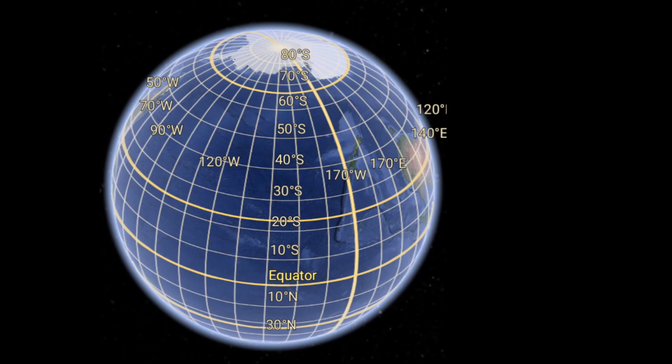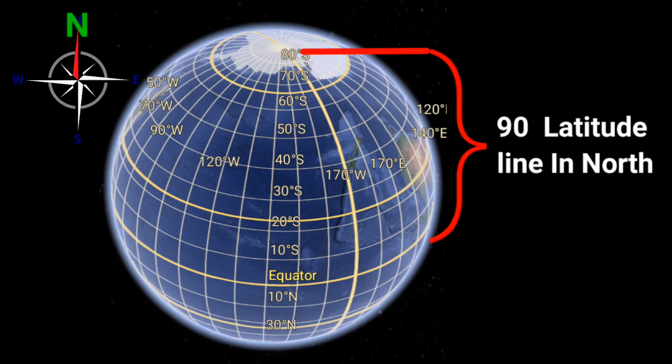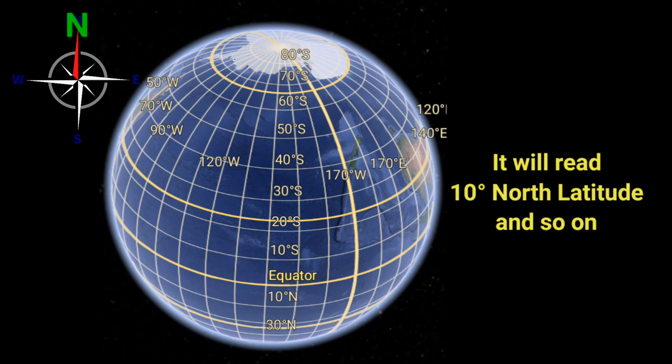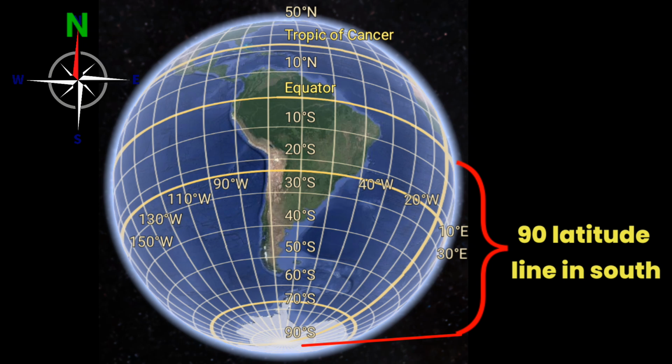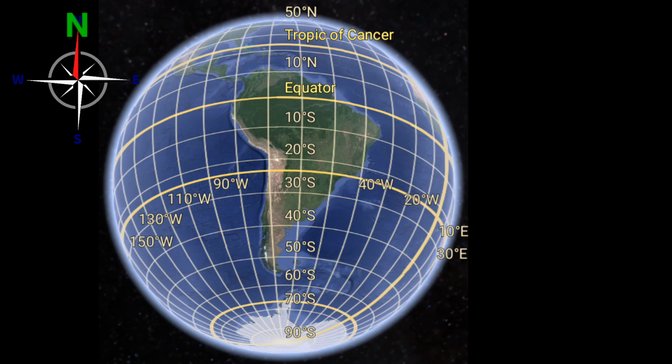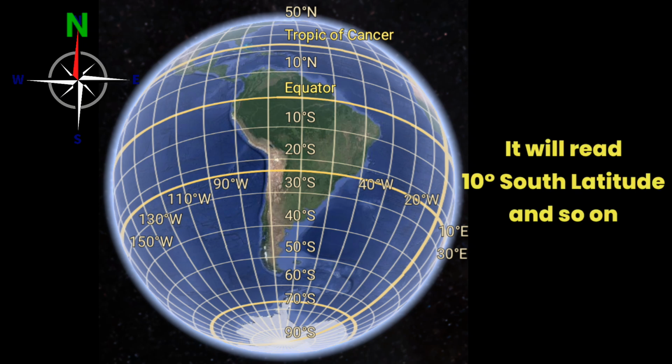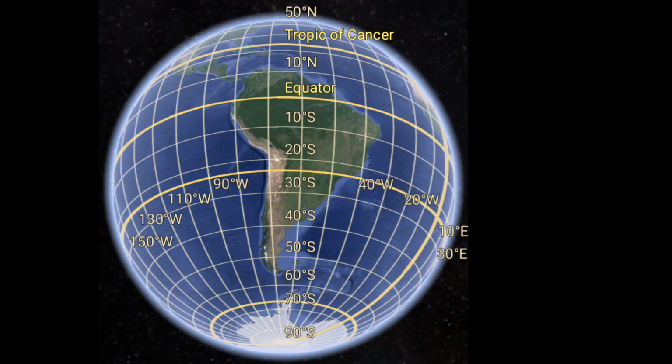Above the equator, there are 90 lines of latitude known as the northern lines of latitude. For example, we read 10 degrees north latitude, 25 degrees north latitude, 54 degrees north latitude, and so on. Similarly, below the equator, there are 90 lines of latitude known as the southern lines of latitude. These lines are called the southern lines of latitude, and we read them as 10 degrees south latitude, 26 degrees south latitude, 80 degrees south latitude, and so on.